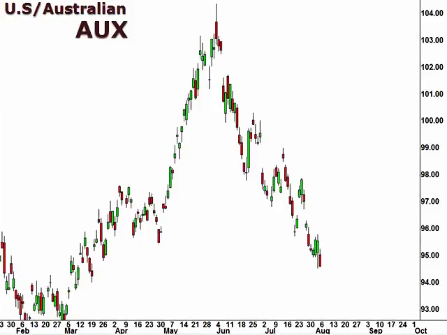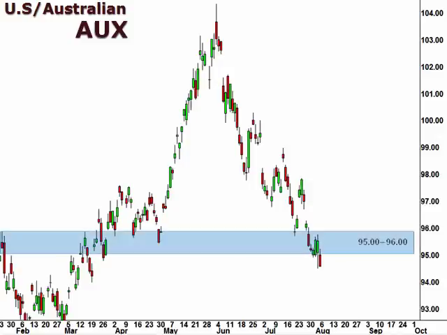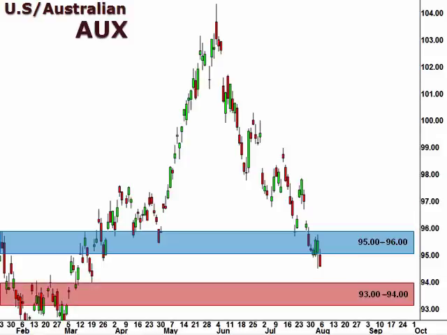Let's take a look at the AUX, the US dollar versus the Australian dollar. The AUX broke below 95.96, which now assumes the role of resistance. A break back above 96 opens the window for a tradable move higher. Failure to break back into the 95.96 zone lends credibility to a test down towards this 93.94 level for support.